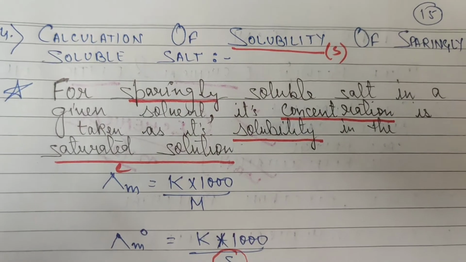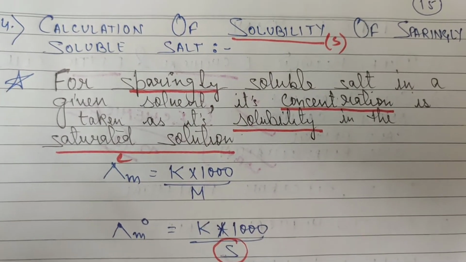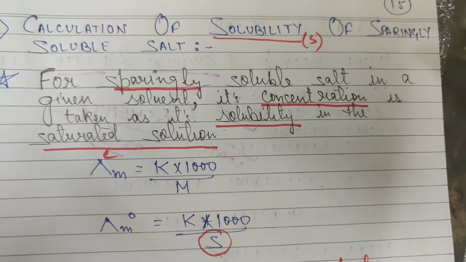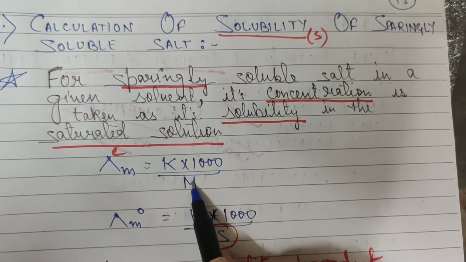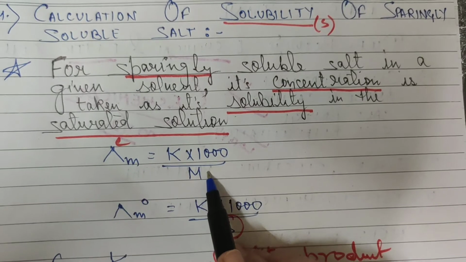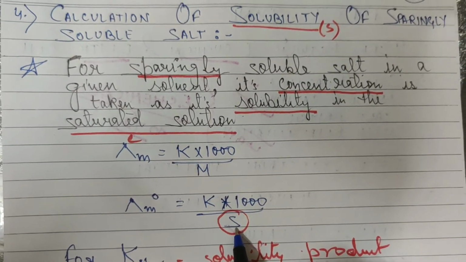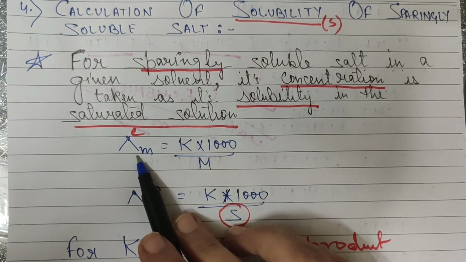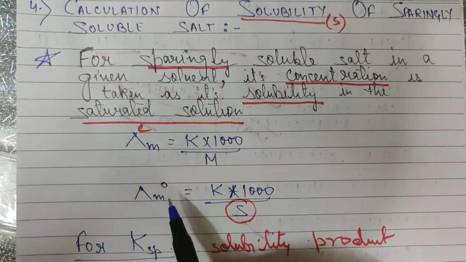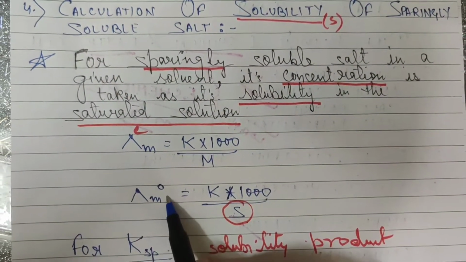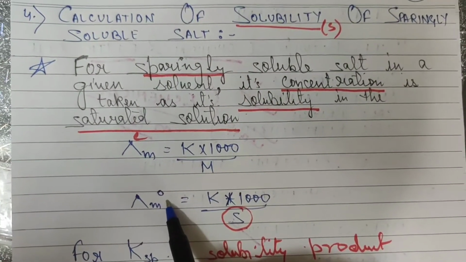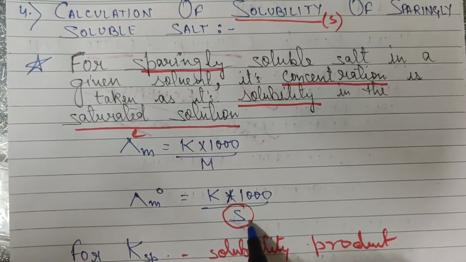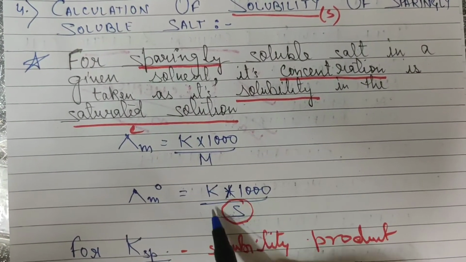So when you have to find out the solubility in case of any sparingly soluble salt, you can simply substitute the concentration, that is molarity, with solubility. So there is no change in the formula. You know how to find out this molar conductivity. You also know how to find out molar conductivity at infinite dilution with the help of Kohlrausch's law. So by simply substituting the values, you can reach this solubility value.